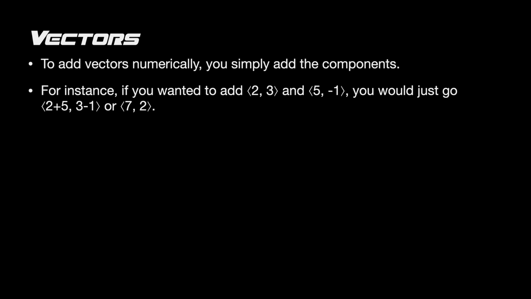Now, we can also add vectors numerically, and you simply add the components. So if you wanted to add a vector (2, 3) and a vector (5, -1), you'd just say 2 plus 5 and then 3 minus 1, which would get you (7, 2). And there you go. That's really about it.